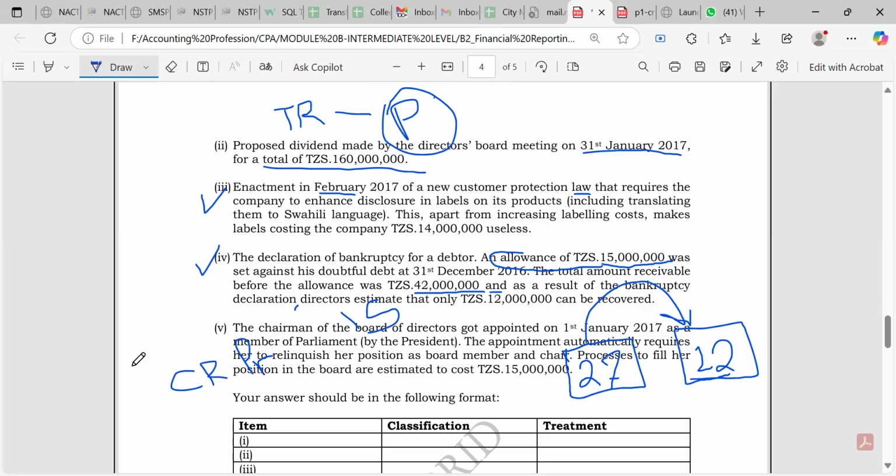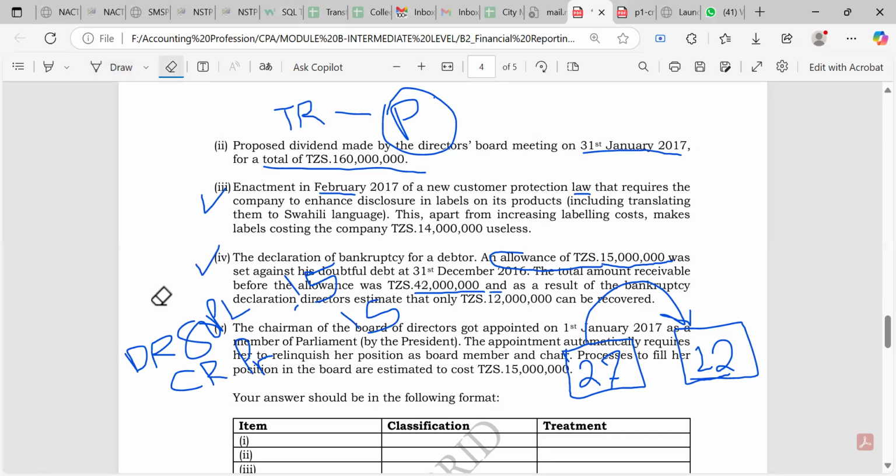And then obviously the other side will go to the income statement because it's a loss, you're going to lose, right? So it should go to the statement of profit or loss, of how much? 15. Yes. So by doing this, everything would be fine, right? Everything would be fine.